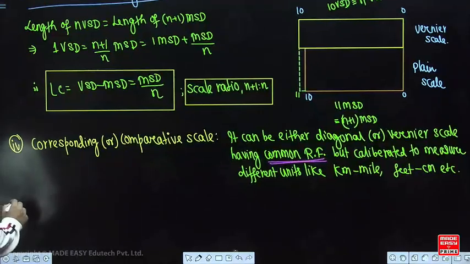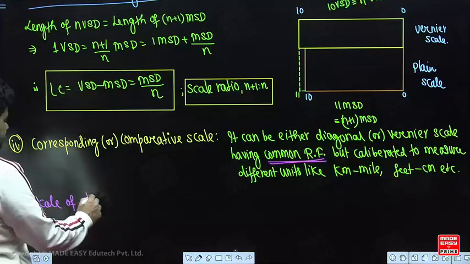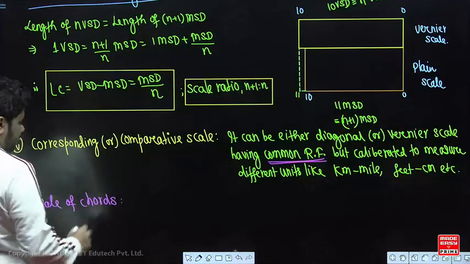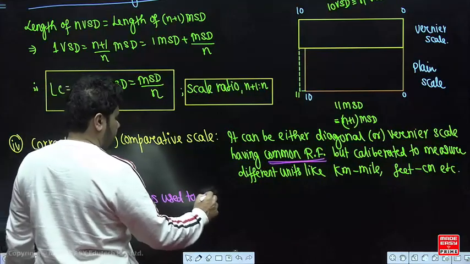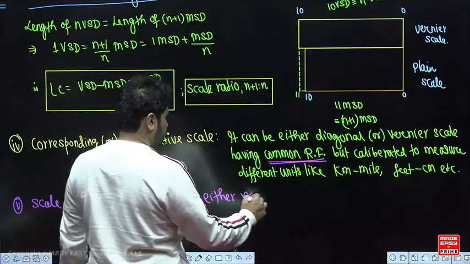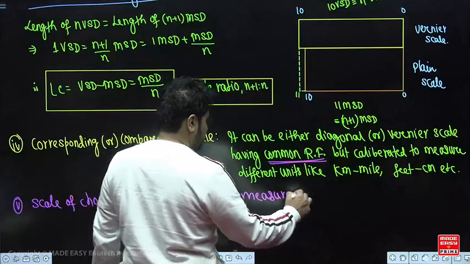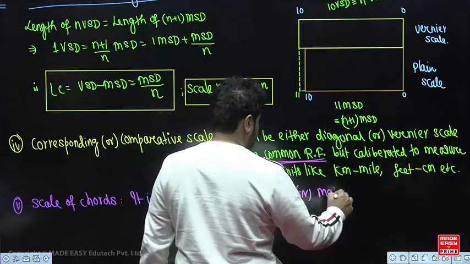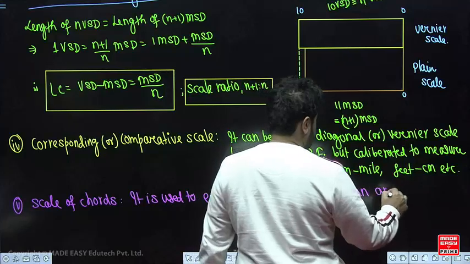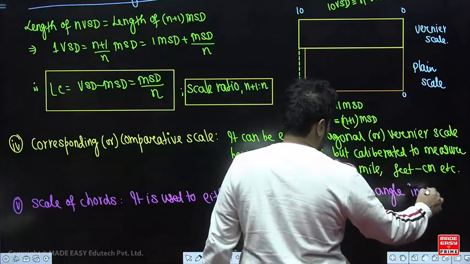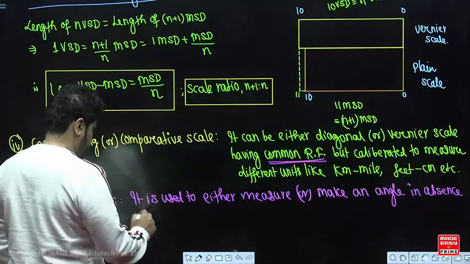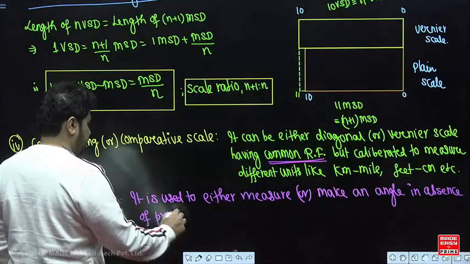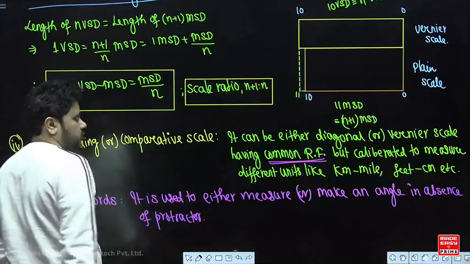And the last one, the fifth one, is called the scale of chords, right? So with this we will finish this chapter also. Scale of chords is used to either measure or make an angle in the absence of a protractor. So we know that a protractor is used to measure the angle.